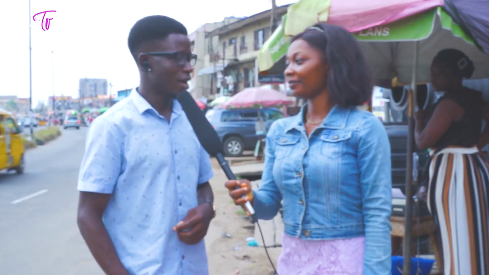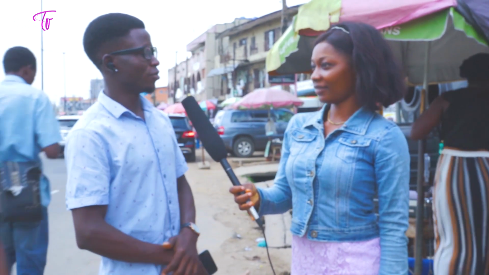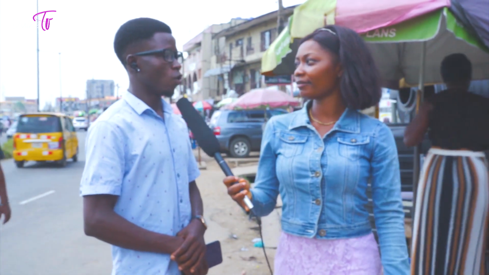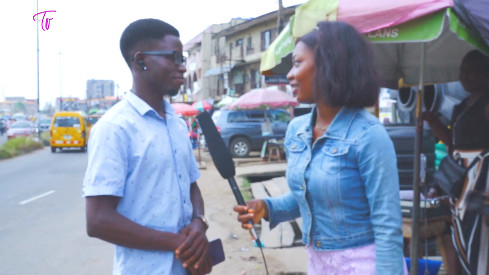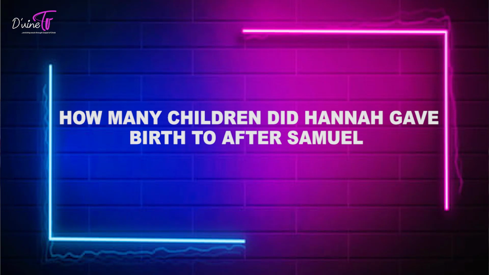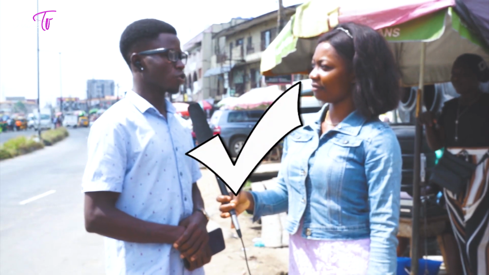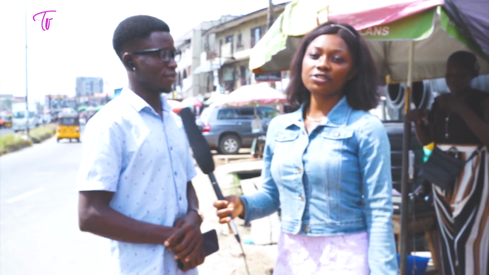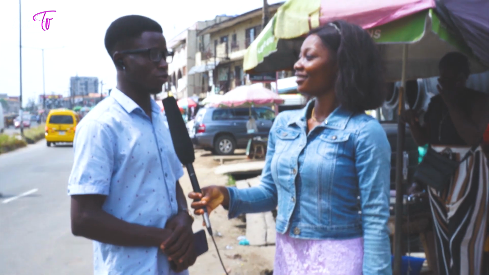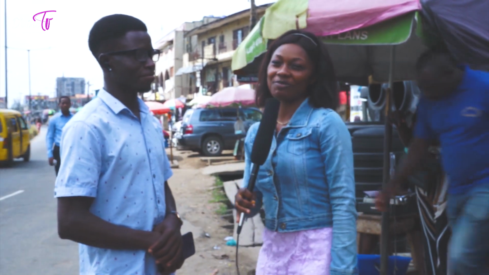Hello, sir. Hi. How are you doing? I'm all right. And you? How are you feeling today? I'm feeling good. Okay, sir. So please, what's your name? Oluwatosin Oyegoki. So I wanted to ask a quick question. How many children did Hannah give birth to after Samuel in the Bible? I think five. Yeah, three sons and two daughters. Hey, yeah. Our Bible scholars. Chapter 2, verse 21, to be precise. Oh, wow. That's really impressive. Thank you very much.